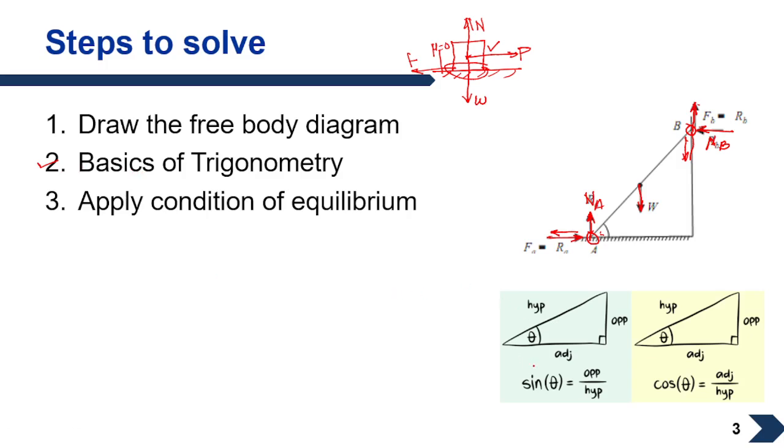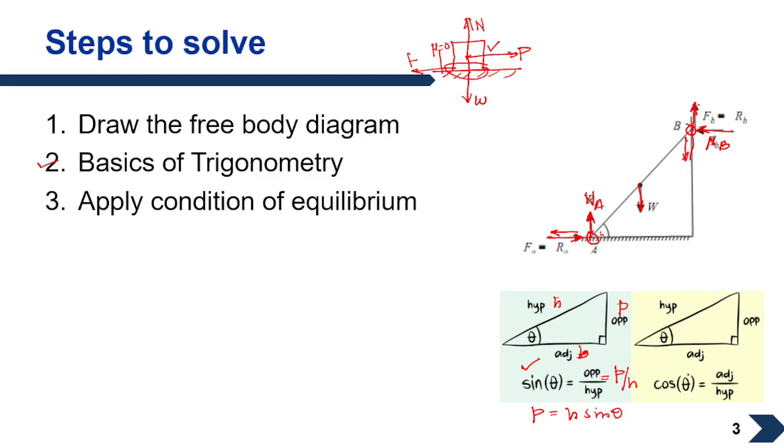Suppose you have a right angle triangle over here. What is sine theta? It is nothing but opposite by hypotenuse, which you can write as P by H, if this is P, this is H and this is B. So if you want to know P, we can write it as H sine theta.